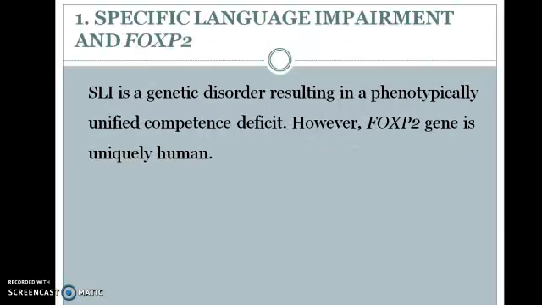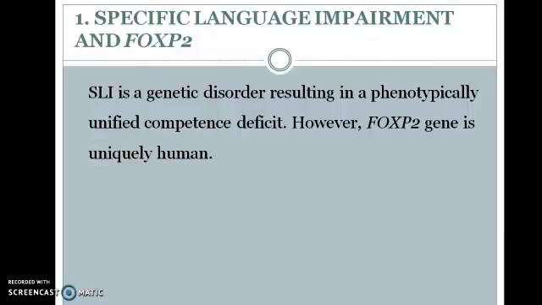And specific language impairment and the FOXP2 gene, which is uniquely human. SLI is a genetic disorder resulting in a phenotypically unified competence deficit. However, the FOXP2 gene is uniquely human.